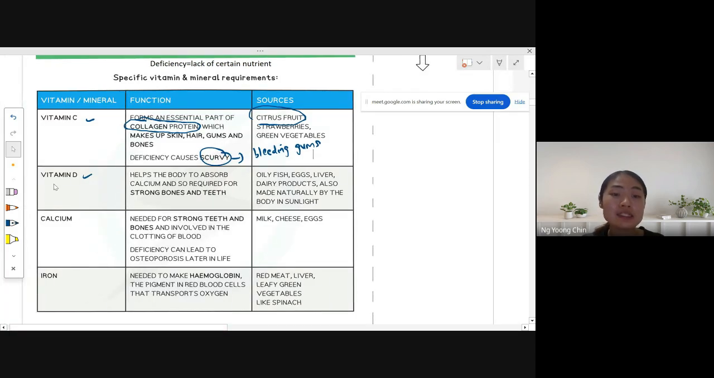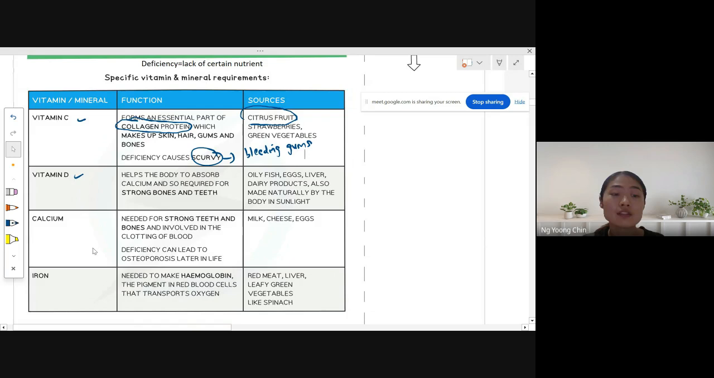Okay, so how about vitamin D? Vitamin D is always related to calcium. Please remember that. Vitamin D is always related to calcium. How? What vitamin D does is help in the absorption of calcium. See? They help to absorb the calcium.